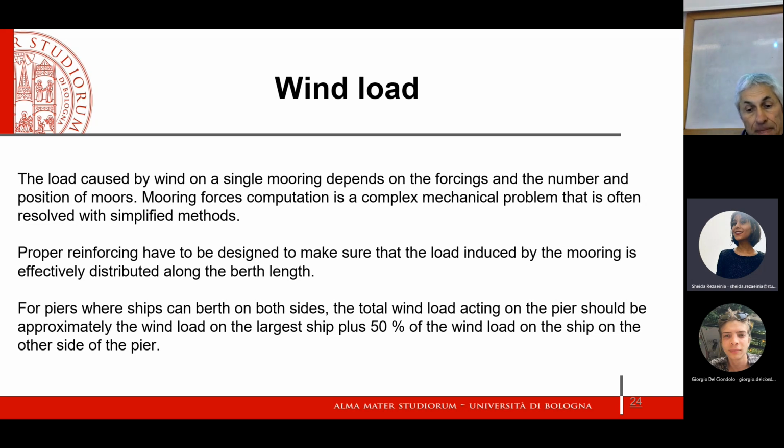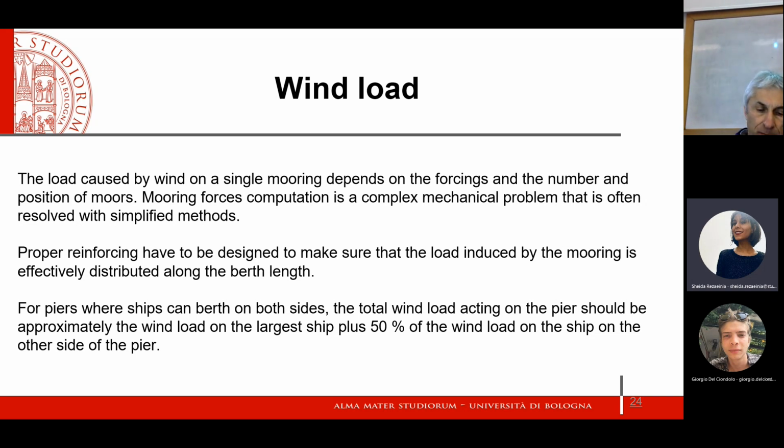Indeed, in the harbors and also in nautics in general, we have rules which give limits, which tell us how we should displace the spring lines, how many of them and in which direction. And the purpose is to make sure that the load is distributed along several mooring points.